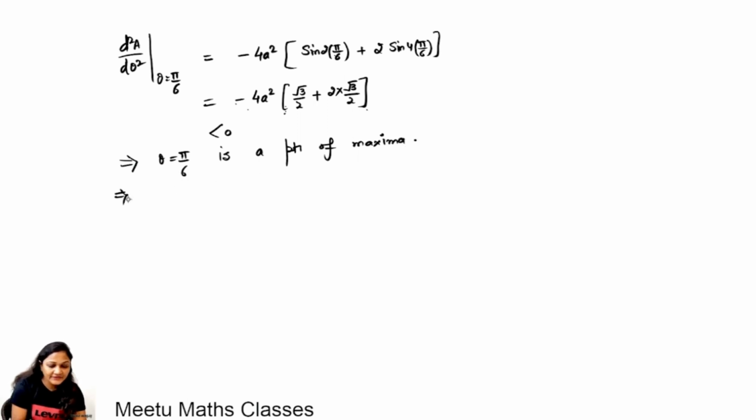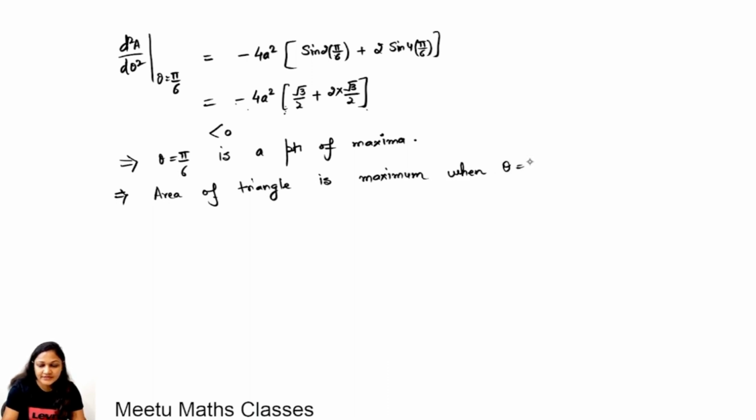And that implies that the area of the triangle is maximum when theta is equal to pi by 6.